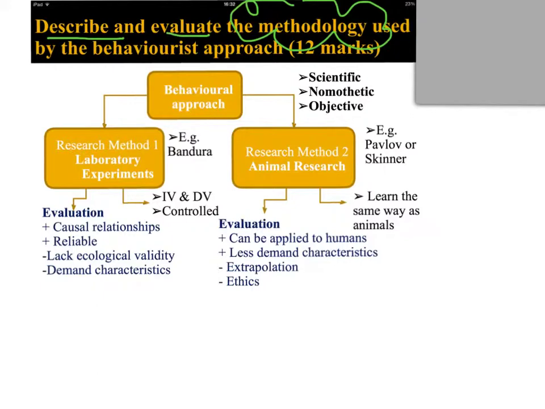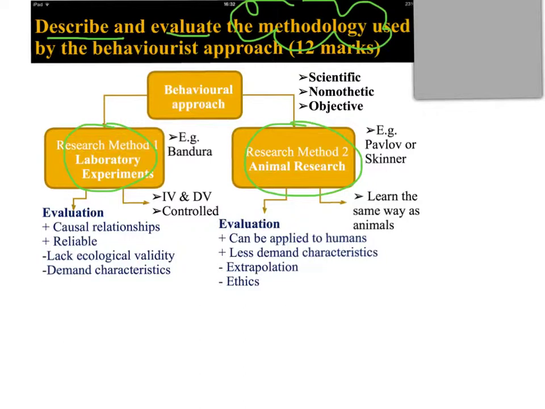So we've taught you two methodologies. Now you need to have one paragraph which is describing them, and we know our methodologies are laboratory experiments as one and animal research as another. You need to be able to describe both of these methods in one paragraph. That means giving a definition of what they are, and also giving an example, and if possible a justification of why the behaviourists will use them.